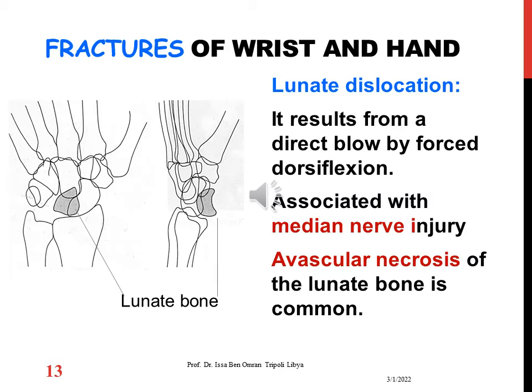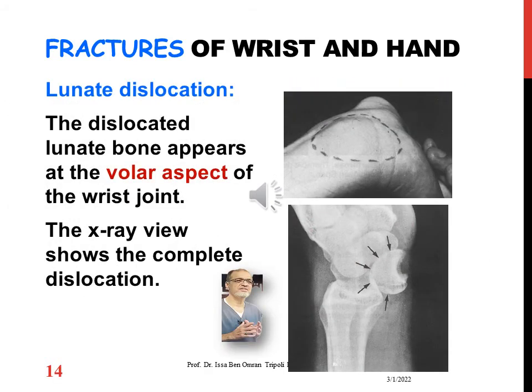needs a special X-ray view, a lateral X-ray view, and it looks like this illustration. Here is demonstrated the lunate dislocation. The dislocated lunate bone appears at the volar aspect of the wrist joint. If we dorsiflex the wrist and hand, the dislocated lunate bone will appear at the volar aspect, and the X-ray view shows the complete dislocation, as we see here.